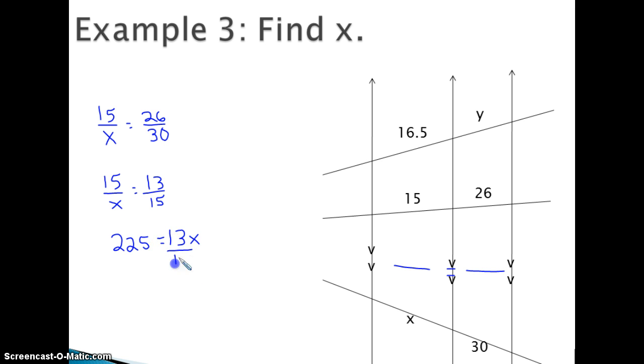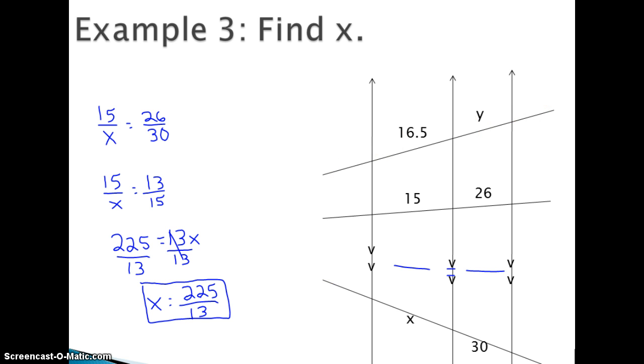Then to solve for x, I'm going to divide by 13. And there's nothing in 13 that goes into 225, so this is done. There's really nothing else I can do. What I want to caution you against, though, is turning that to a decimal. It is not a very nice decimal. And in general, we want to leave it as an improper fraction.